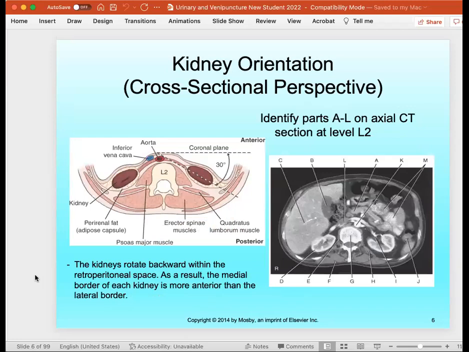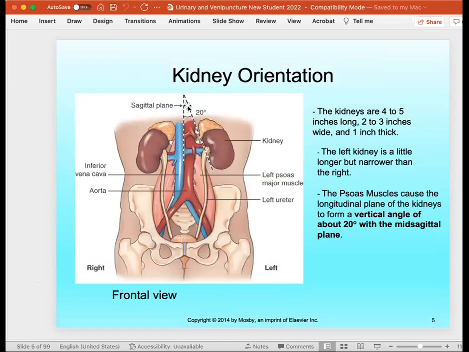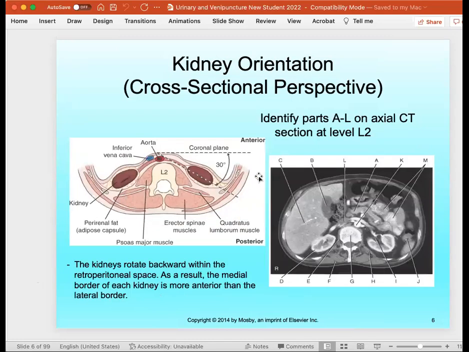And they also have a backward position as well. So yes, we have that 20 degrees from mid-sagittal plane, but they also go back. The kidneys rotate backward within the retroperitoneal space. The medial border of each kidney is going to be more anterior than the lateral border. Medial aspect, more anterior; lateral aspect, more posterior. So they roll backwards.